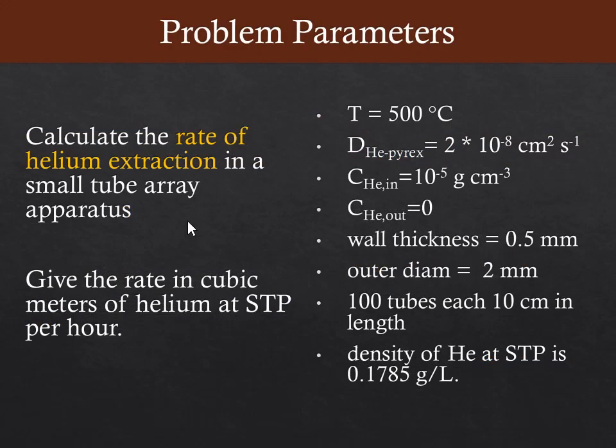All right, so we're going to go ahead and calculate the rate of helium extraction in a small tube array apparatus. And in the end, we're going to look at the rate in cubic meters of helium that is separated at standard temperature and pressure per hour. And so these are some of the parameters, and you can look through those on your own, but we'll go ahead and use those at the end.